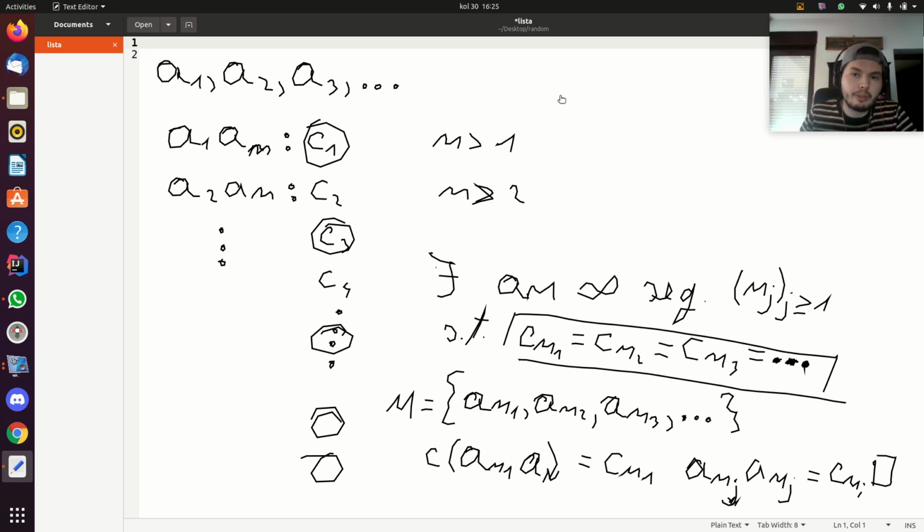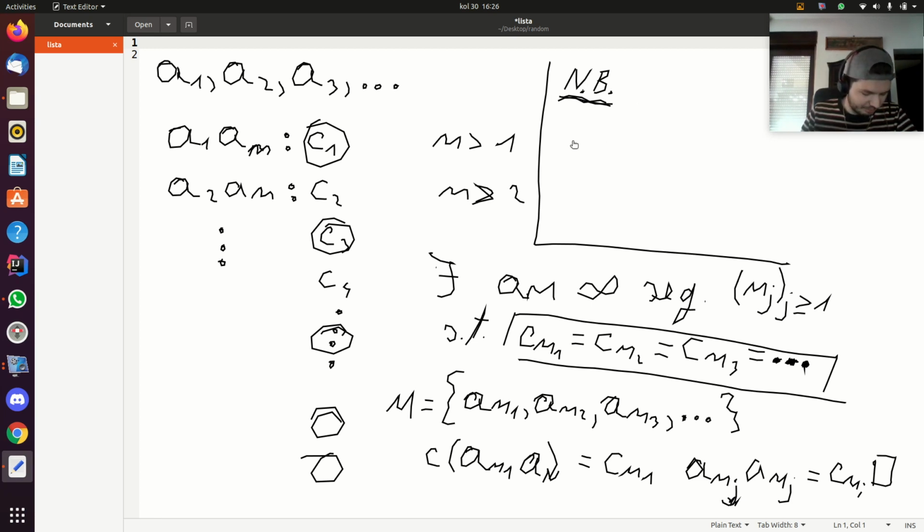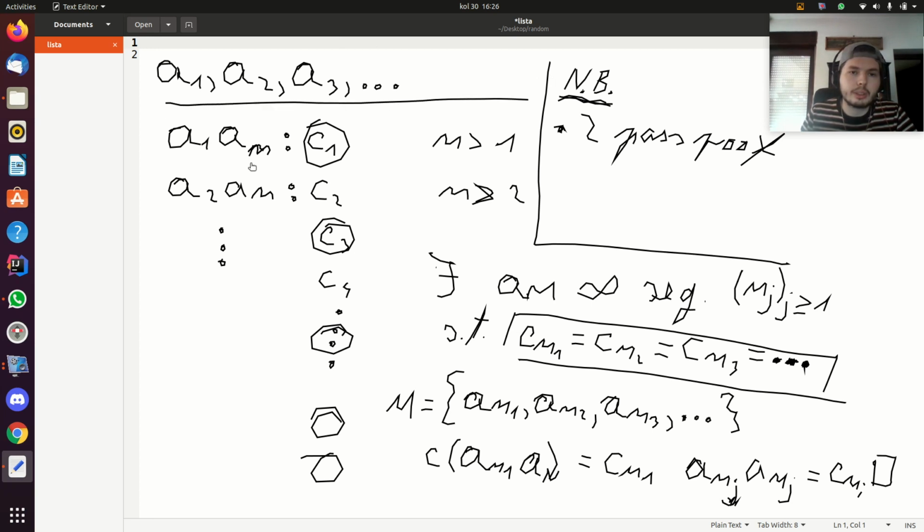Okay, now I'm going to say a few things about the proof. So nota bene, I'm going to be writing that for remarks. That's Italian for nota bene, which means a good note. Let's call it a two-pass proof, because we went through the natural numbers and we picked a subsequence of the natural numbers. And then out of that subsequence we picked another subsequence.